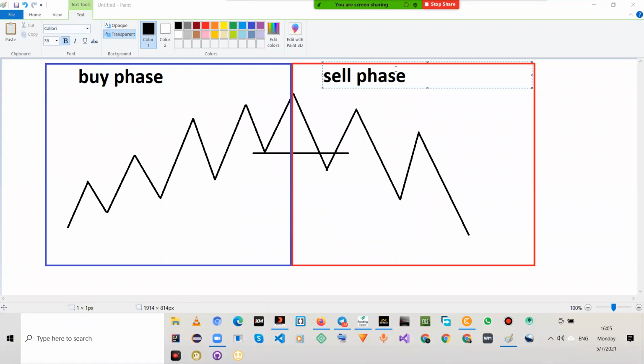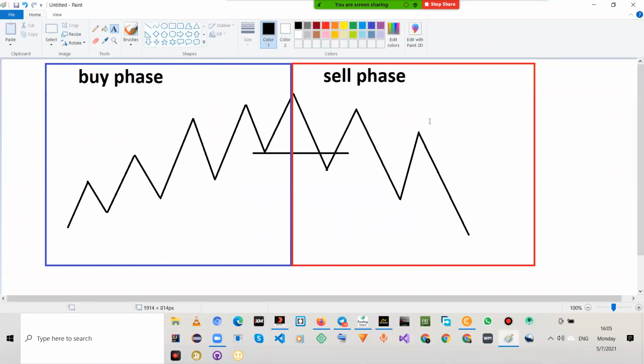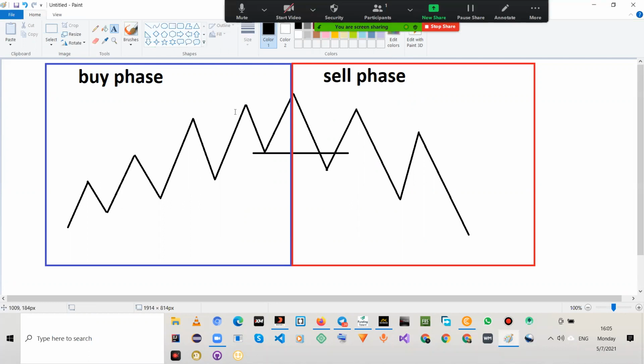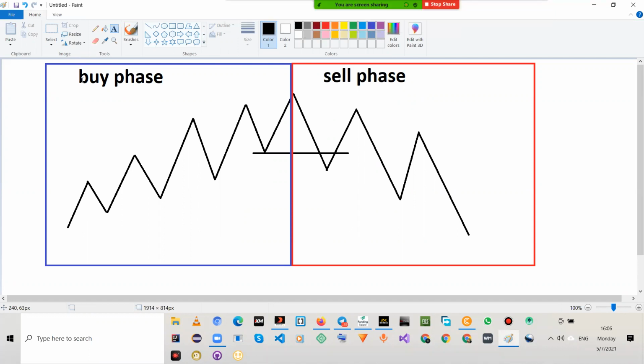Okay. Sell phase, that's the sell phase. So during the buy phase is where we expect to take the buy. Then during the sell phase is where we expect to take the sell. Now the only problem becomes when and where exactly do we take those trades? Do we take the sell trades? Do we take the buy trades?